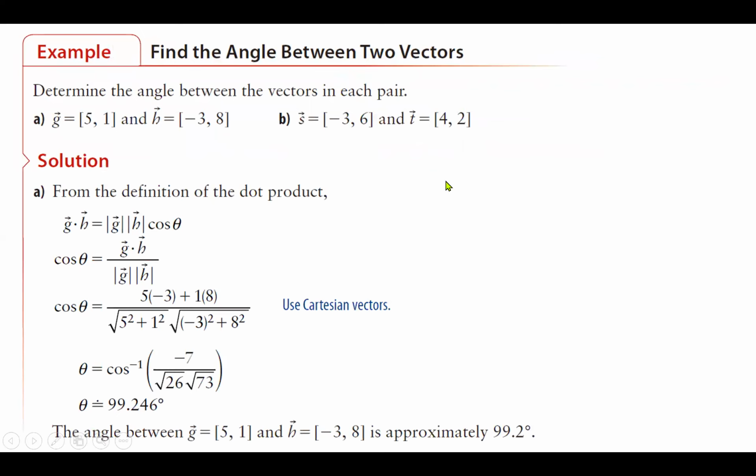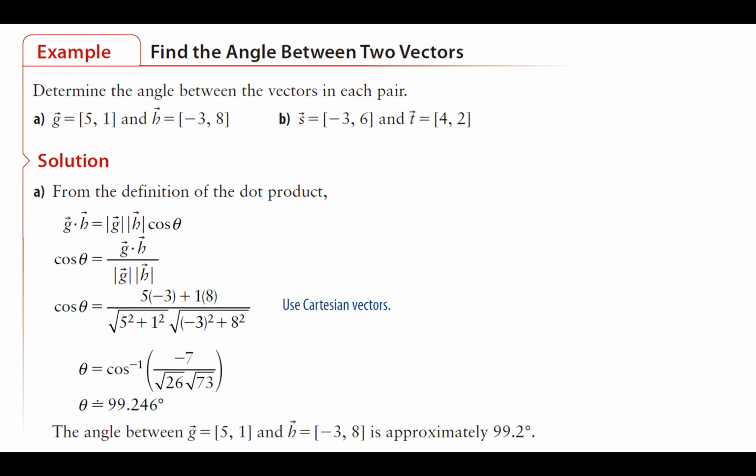So in question A, from the definition of the dot product, we know the dot product between vector G and H is given by the magnitude of G and H times cosine theta, right? So cosine theta should equal the dot product of G and H over the magnitude of H times the magnitude of G, right? So we can substitute all the values in.